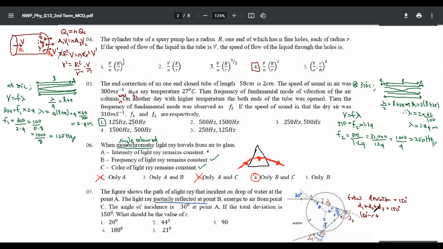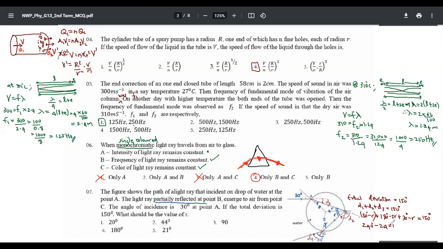30 minus R, and the other one is 180 minus 2R. Good. And at C, there also it is again 30 minus R equal to 150. Here also it's 30 minus R because R is smaller, 30 is larger, so 30 minus R is the deviation. Therefore, when you add everything, you'll be getting 30 plus 180 plus 30. It's 240, isn't it? 240 minus 4R equals 150.